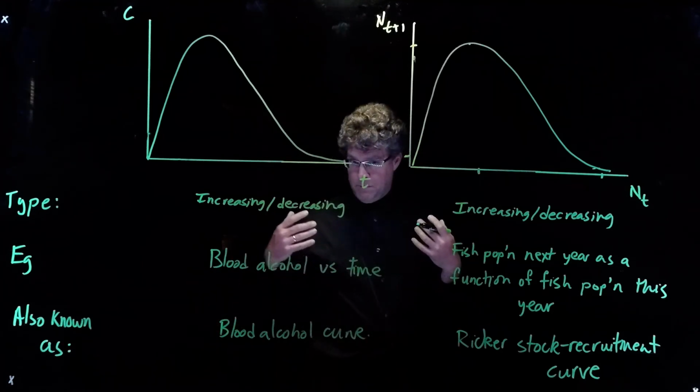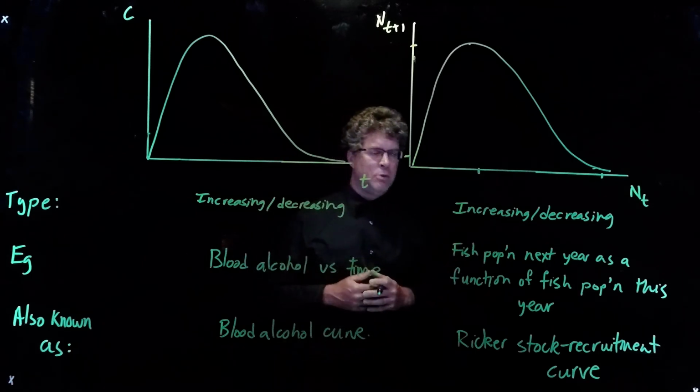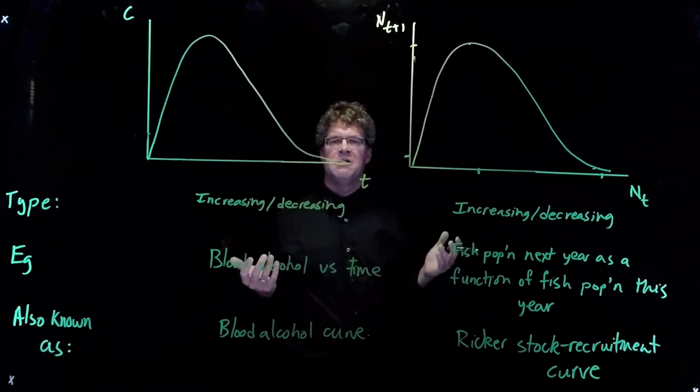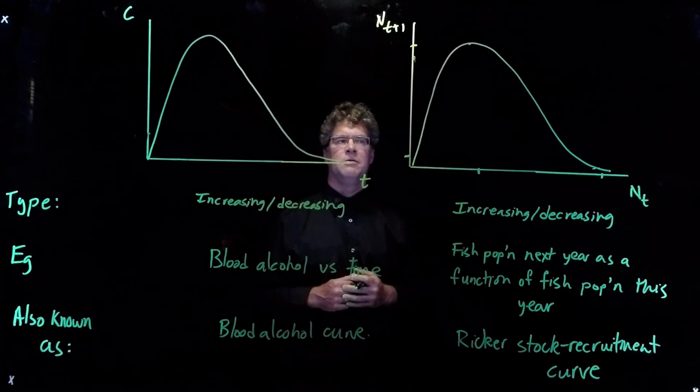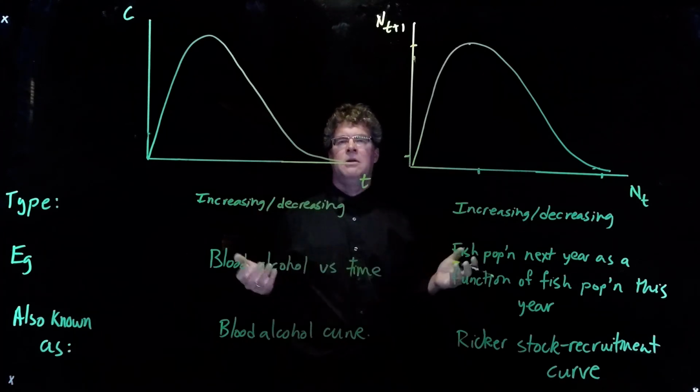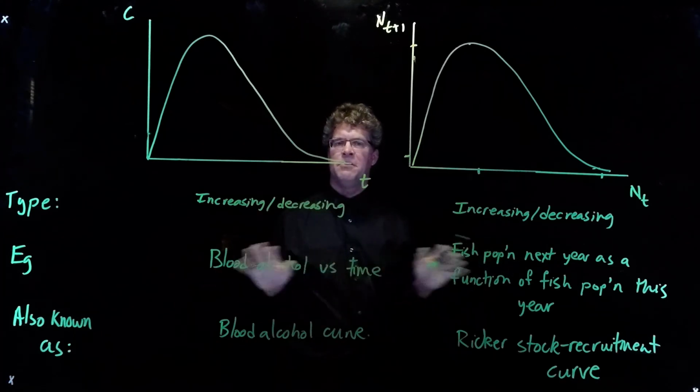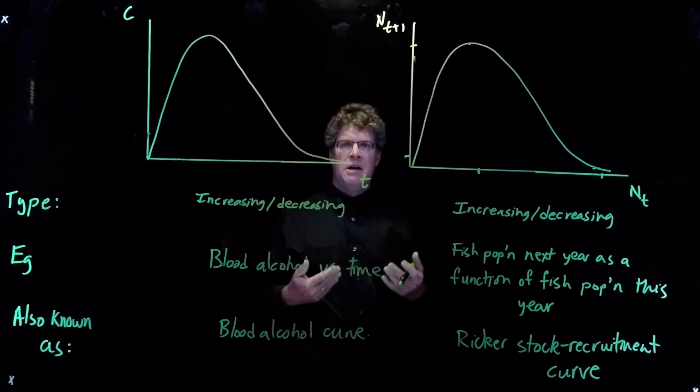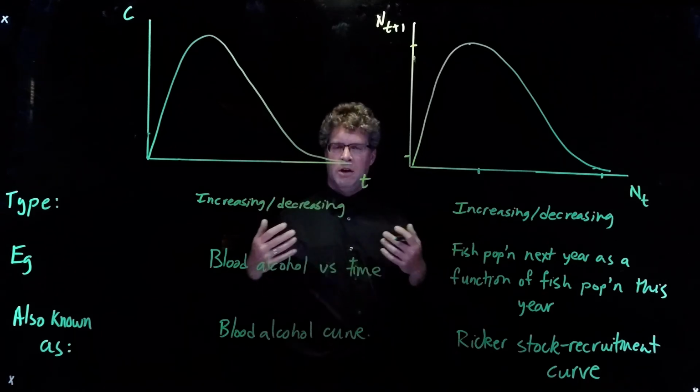This phenomenon was discovered by someone called Ricker, and so sometimes this is called the Ricker stock recruitment curve. And it's fit to a lot of fish populations, and it does a very good job of explaining how fish populations can boom and bust.